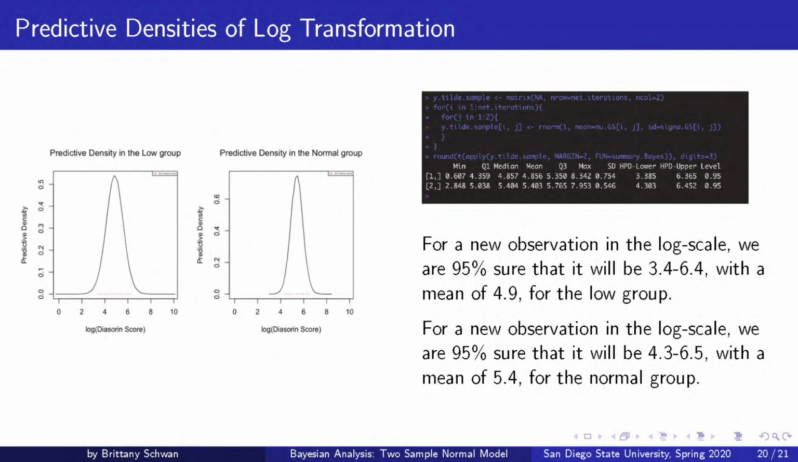Now let's consider predicting a new observation. To find the density for a new observation in the log scale, we run the following R code. For new observations in log scale, we're 95% sure that it will be between 3.4 and 6.4 with a mean of 4.9 for the low group. And then for the normal group in the log scale, we're 95% sure a new observation will be between 4.3 and 6.5 with a mean of 5.4 for the normal group.